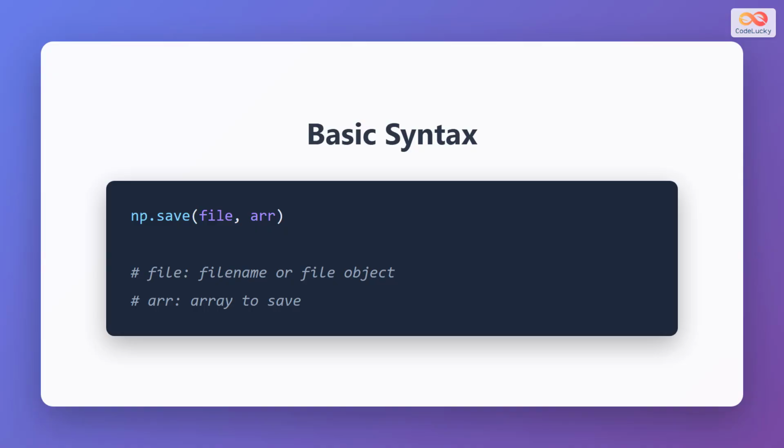The basic syntax of np.save is simple. It takes two main parameters, file and arr. The file parameter is the file name or file object where you want to save your array, and arr is the array you want to save. That's all you need to get started.